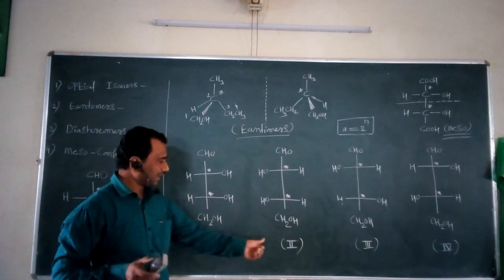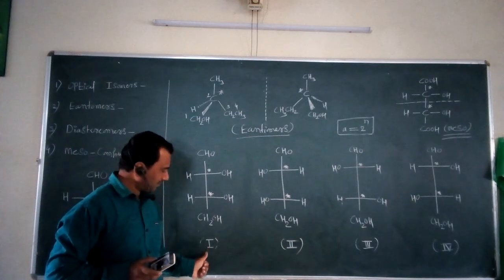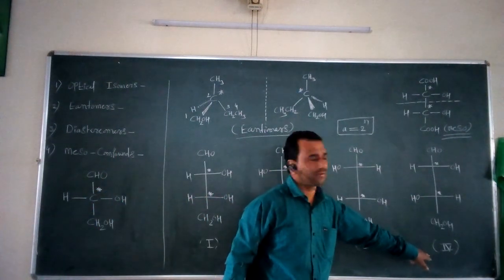In the same way, if we look at isomeric form number first and isomeric form number 4, what happens?